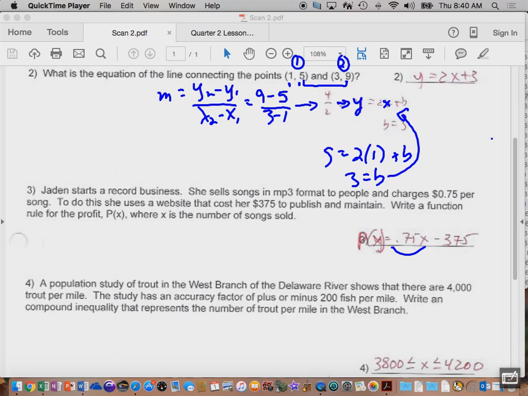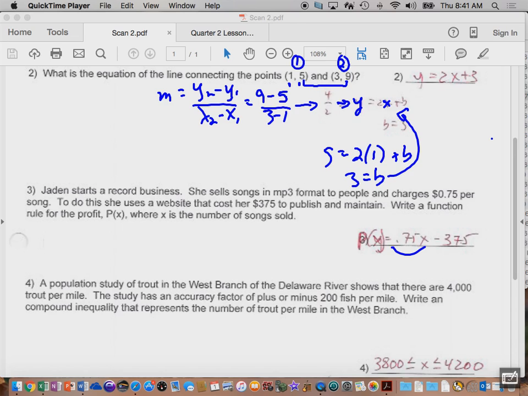Can someone please explain why it's minus, not plus? Professor Dominici. Oh yeah, it's because it's a cost to publish and maintain that website. That's right. Well, that said better than I could. So you're taking out money. That's right. See, the profit function, P of x, profit means how much you make. Do you make money added to your total to spend the 375 for the website? Or do you take away from your total income to pay for the website? You take away. That's why it has to be subtraction, also known as take away.